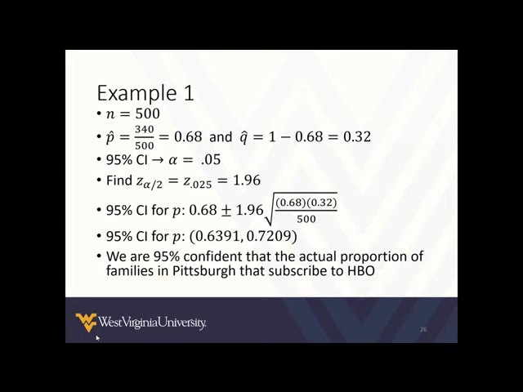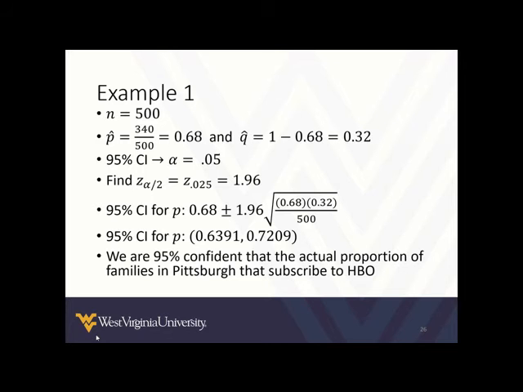And so we have a sample size of n equals 500. We can calculate our p hat is 340 over 500, which is equal to 0.68, meaning our q hat would be 0.32. And since we are constructing a 95% confidence interval, that would imply that our alpha is equal to 0.05. And so we have done this quite a few times, so we do know that then our z alpha over 2 would be z of 0.025, which is equivalent to 1.96.